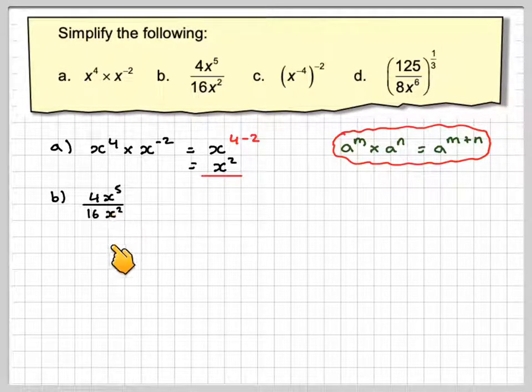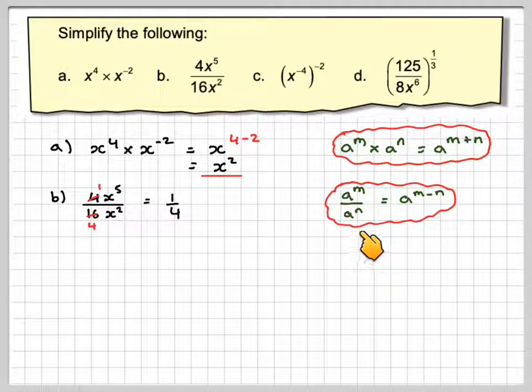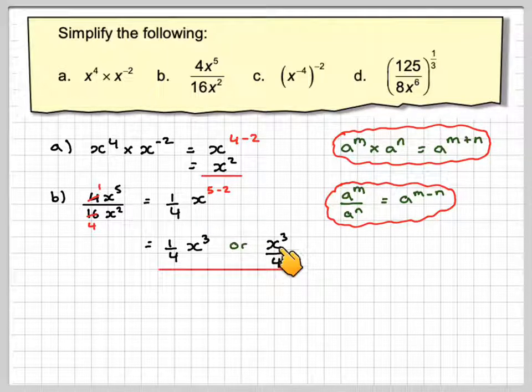B, 4x to the 5 over 16x squared. Well, first of all, we notice that 4 and 16 can be cancelled down. So 4 goes into 4 once, and into 16, 4 times. So we've got 1/4. And here, using the rule of indices of a to the m over a to the n is equal to a to the m minus n, this will become x to the 5 minus 2, which we will now write as 1/4 x cubed. But you could also write it as x cubed over 4. Both these answers would be correct.